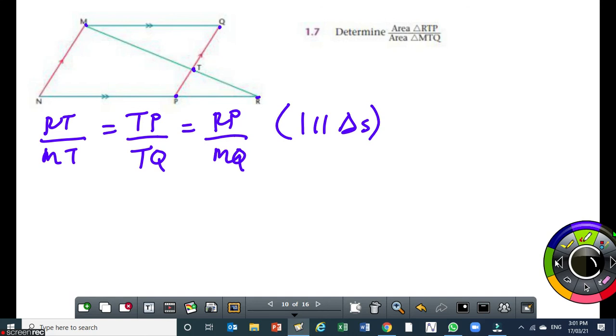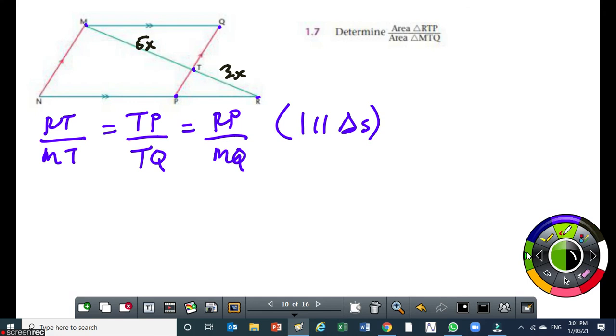Let's do it one by one. Do I know the length of RT? Yes, 3. Remember, this was 3x, and this is 5x. So I know RT and I know MT. Which means that I'm almost done. I just have to divide those two and square their ratio. Then I'm done. So I know this one. I can find RT over MT. This one here. I can use that.